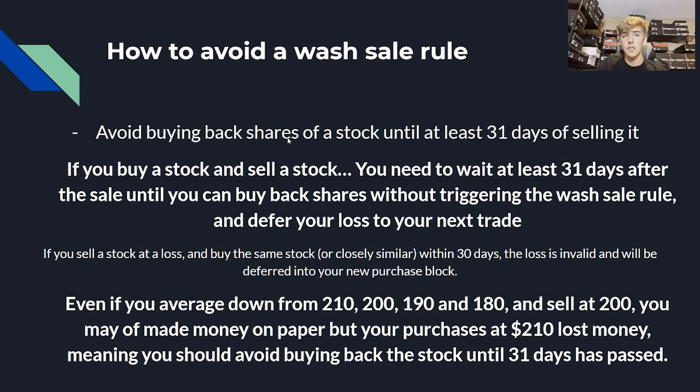Now, if you buy a stock and sell a stock, you have to wait at least 31 days after the sale until you can buy back shares without triggering the wash sale rule if it's at a loss. And then you'd have to defer your loss to the next trade if you do trigger that rule. Now, if you sell a stock at a loss and buy back the same stock or a closely similar one, so let's say, Google Class A and Class C shares, right? The tickers are GOOG and GOOGL. That's different tickers, but it's the same stock. If you buy GOOG and sell it, you can't buy back GOOGL and still assume that you're not going to get a wash sale.